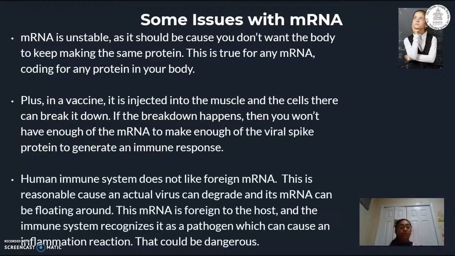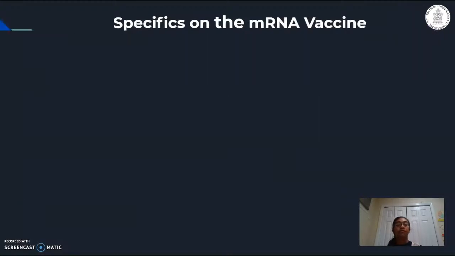And plus, the human immune system does not like foreign mRNA. This is reasonable because an actual virus can degrade and its mRNA can be floating around. This mRNA is foreign to the host, and the immune system recognizes it as a pathogen, which can cause an inflammation reaction. That could be dangerous.